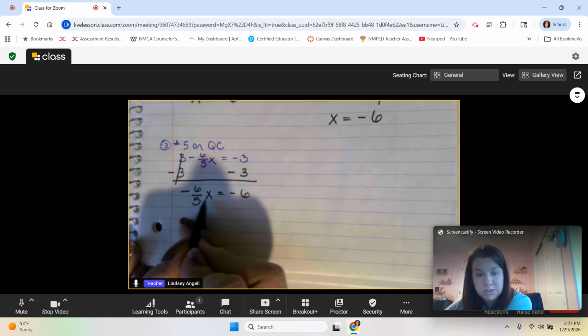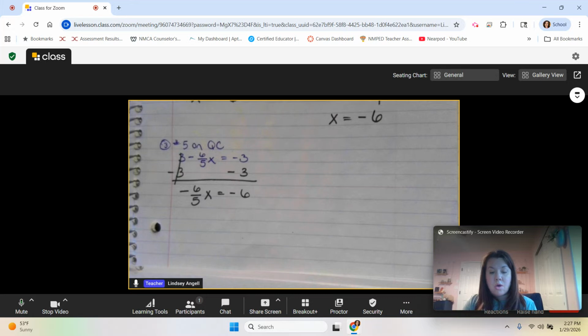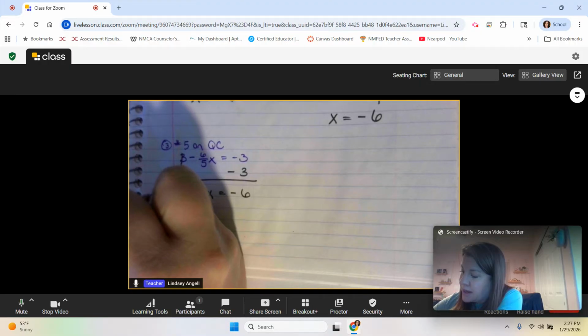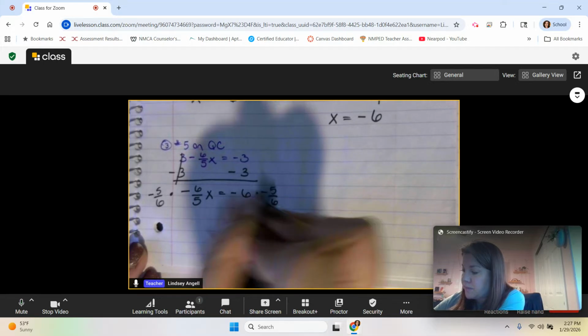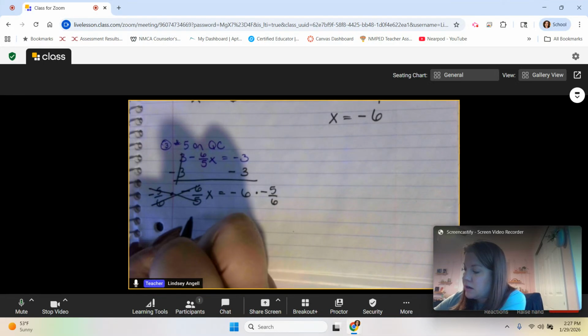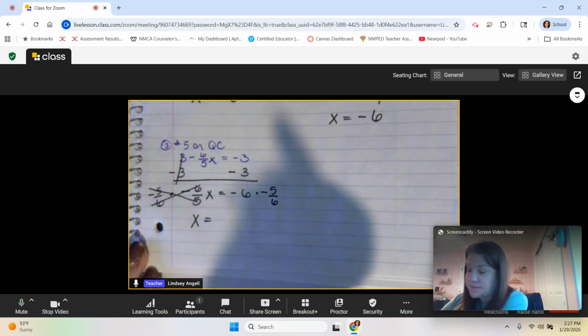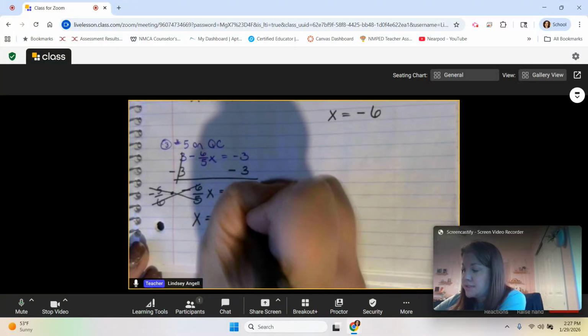I'm multiplying by a fraction right now. The opposite of that would be to divide by the fraction, but when we divide by fractions, we end up multiplying by the reciprocal. So I'm going to do that. I'm going to multiply by negative 5/6 on both sides. They'll cancel over here. I'm left with x equals, this time I have a negative times a negative, which means my answer is going to be positive. I can put the 6 over 1.